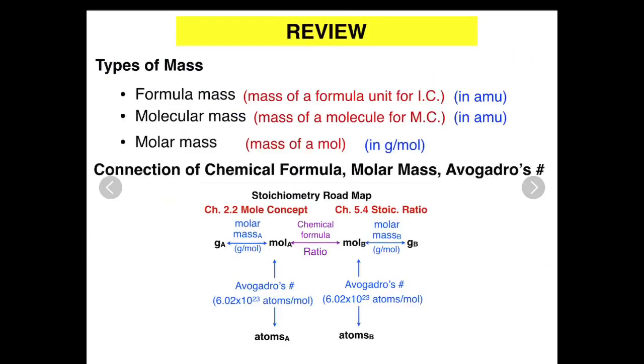All right, so the lecture video covered the different types of mass, and we also looked at how we can use those masses, especially the molar mass, to convert between grams and moles. We also looked at how we use the chemical formula ratio to convert from one species to another species. And we can use Avogadro's number to convert to atoms or molecules as well. So that's pretty much what we cover in this lecture video.